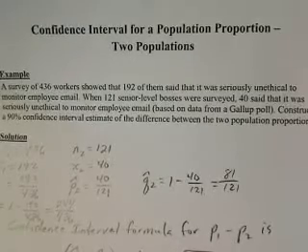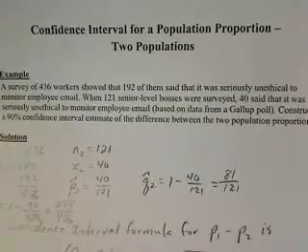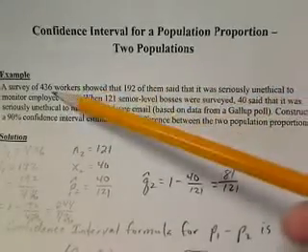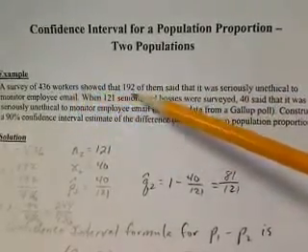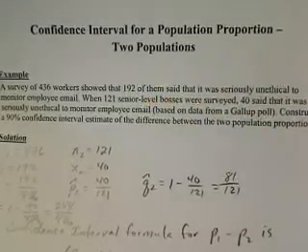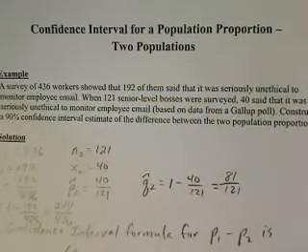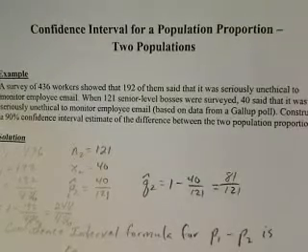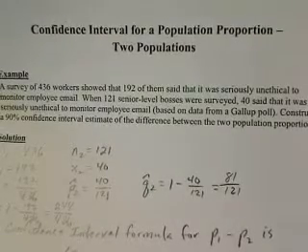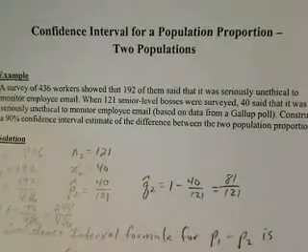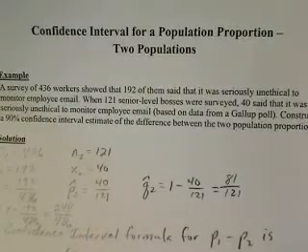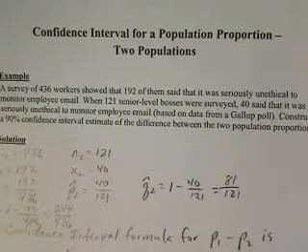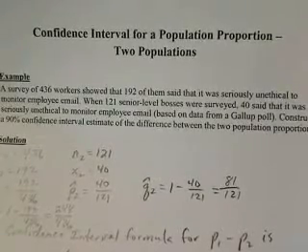This is finding a confidence interval for a population proportion among two populations. In this example, a survey of 436 workers showed that 192 of them said that it was seriously unethical to monitor employee email. When 121 senior-level bosses were surveyed, 40 said that it was seriously unethical to monitor employee email, based on data from a Gallup poll. Construct a 90% confidence interval of the difference between the two population proportions.